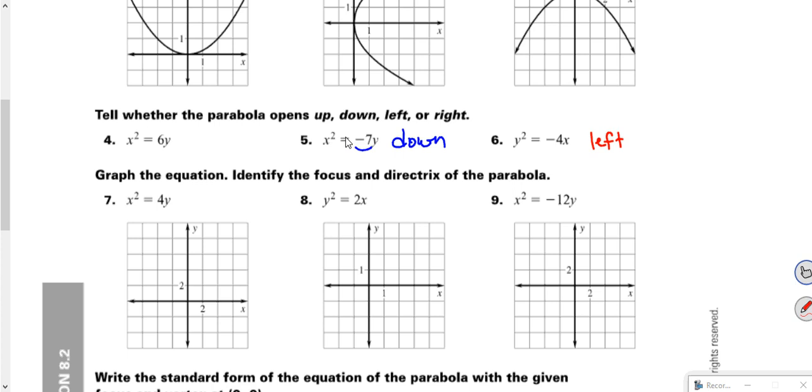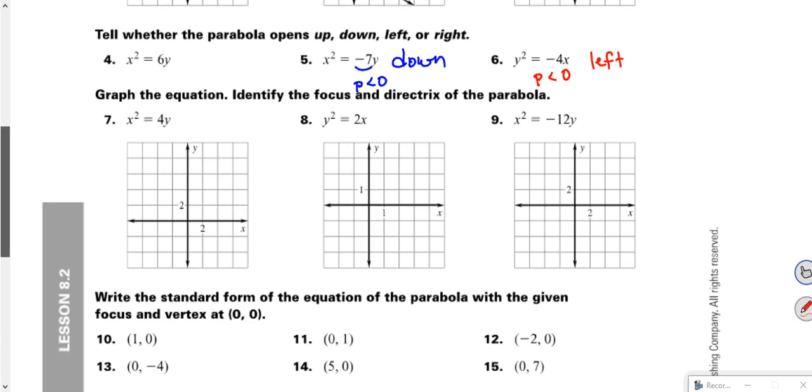So on this one, this is down. Maybe I should go back because p is going to be less than 0. On this one, this is left because p is going to be less than 0. Okay. Now, graph the equation, identify the focus and directrix of the parabola.